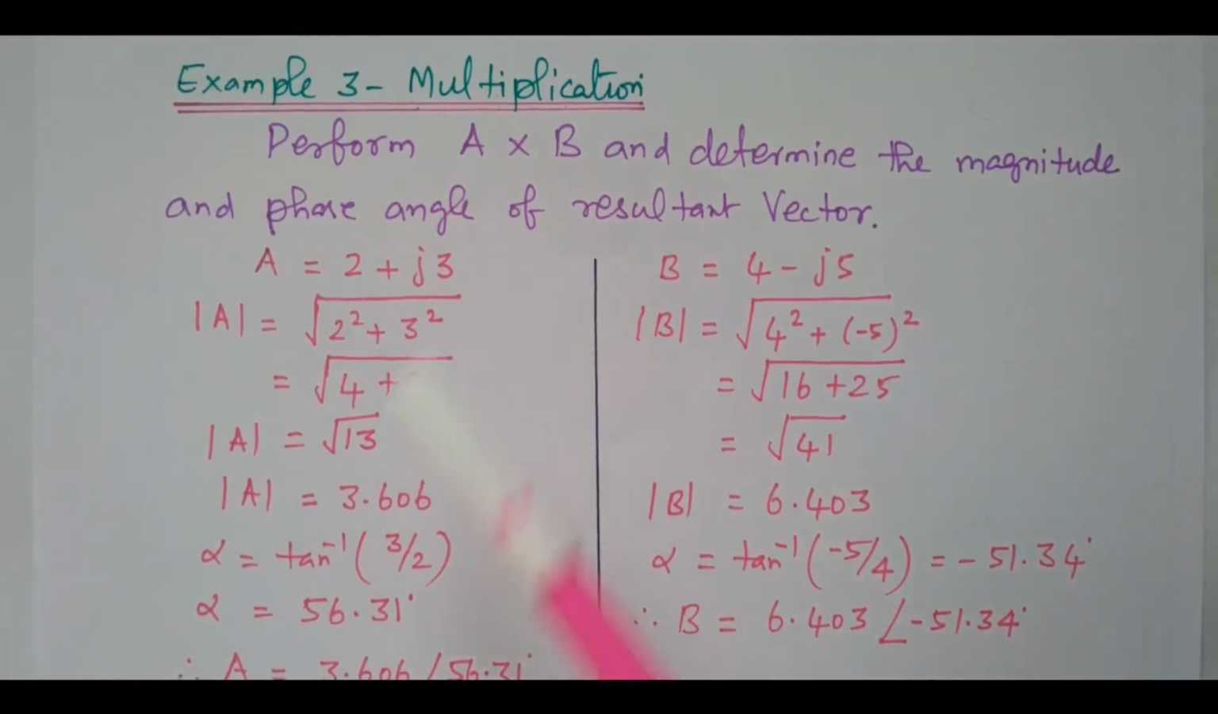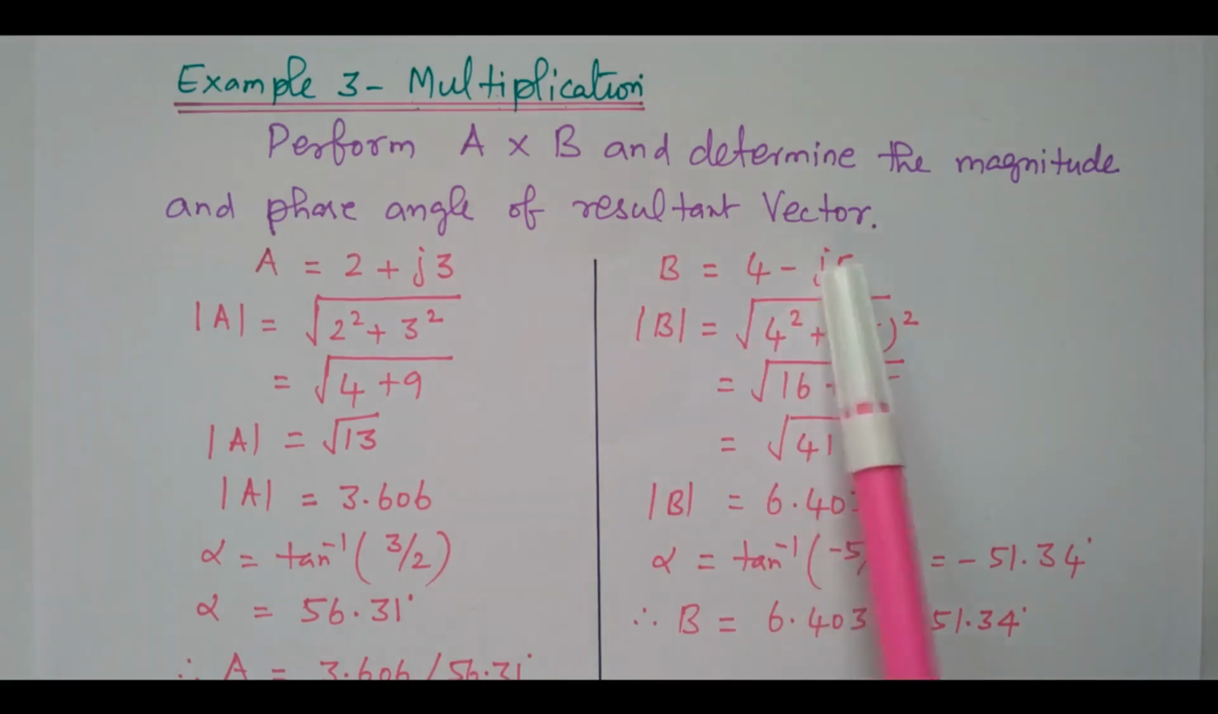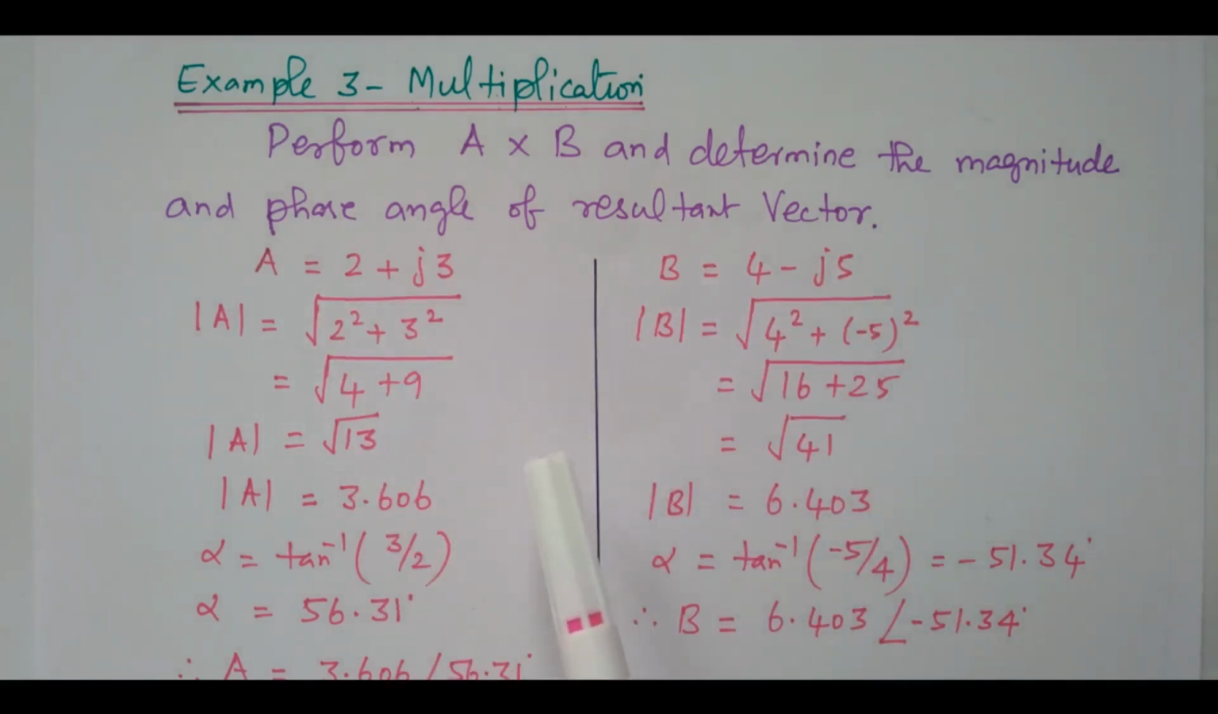The third one is the multiplication. The two vectors available are a equal to 2 plus j3, b equal to 4 minus j5. We need to multiply these two and find the magnitude and angle. They are in rectangular form, so we cannot multiply easily. It is possible to multiply in rectangular form, but it is easier to convert into polar form, then go for the multiplication.